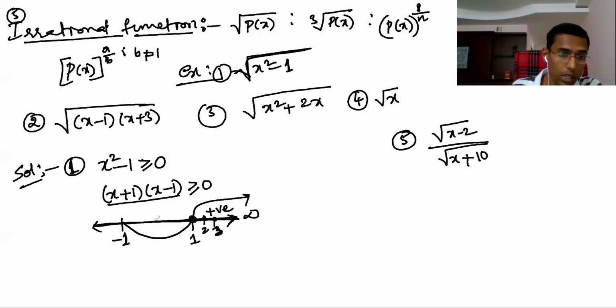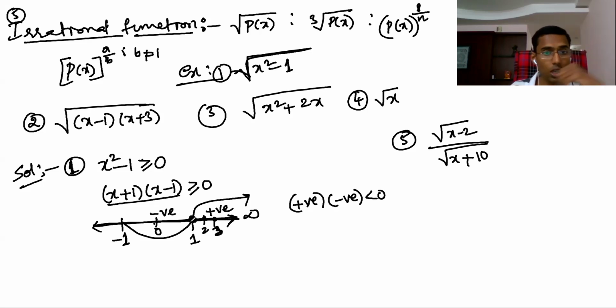Now let's take values less than 1. If you take less than 1 but more than minus 1, x minus 1 is negative and x plus 1 is positive, so positive into negative gives less than 0. In between, like 0, it is 1 into minus 1, negative. That means the expression value is negative, not satisfying. Now if you take less than minus 1, like minus 2, minus 3, minus 4, both factors are negative, and negative into negative is positive. So here also you get positive.